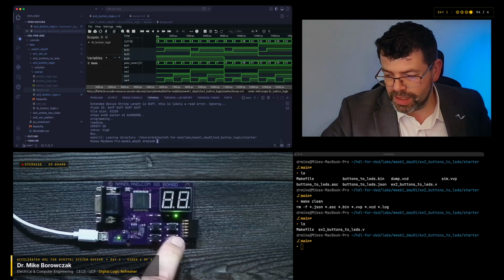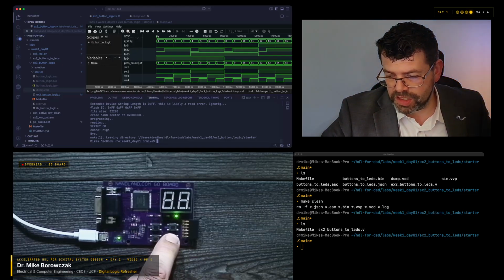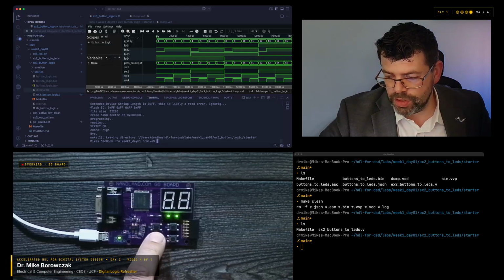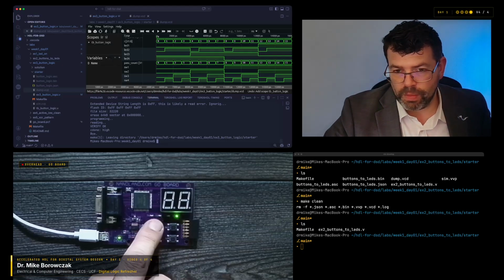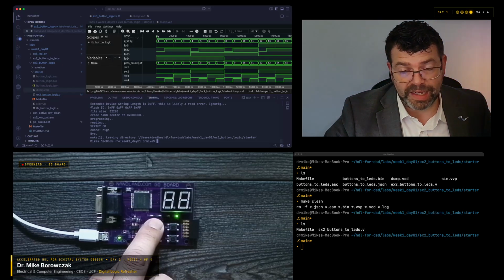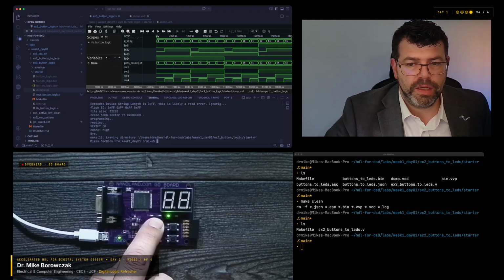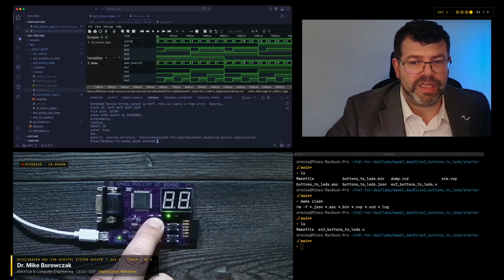So let's see if pressing button 4 does anything. Doesn't change the last LED. Button 3 doesn't change the LED. Button 2 doesn't change that fourth LED. So button 1, I assume, is tied to the inverse. We'll double check that in the code here. When I press button 1, it turns off. Now the question is, why does LED 3 turn on when I press button 1?